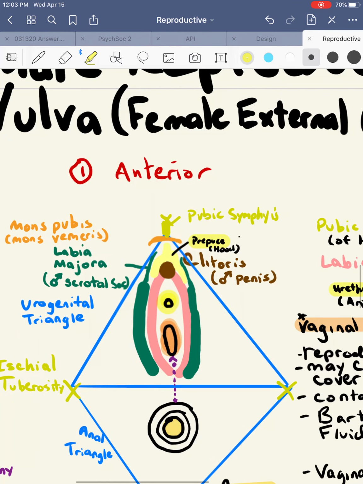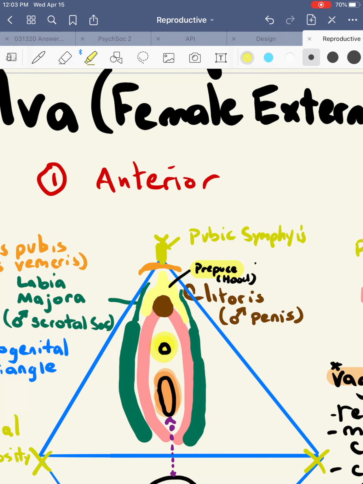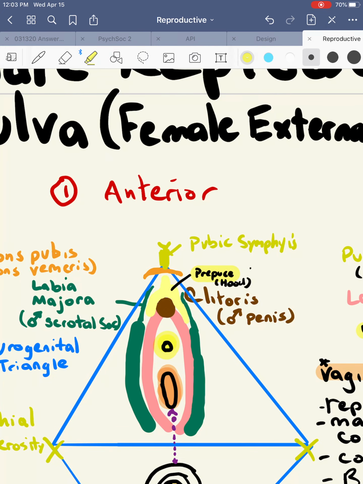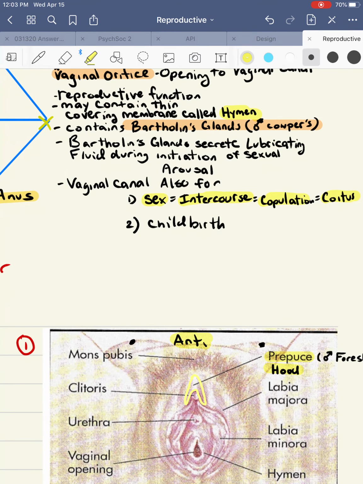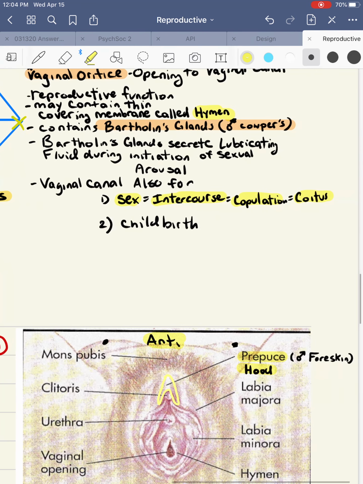All right, let's look at this part here in brown. This is called the clitoris, right? The clitoris is posterior to the prepuce, which is the hood, right? Let's look at another view. Here we go. Here is the prepuce, which is the hood, and the clitoris, which is right posterior to it. I'm sorry, it is posterior to it.